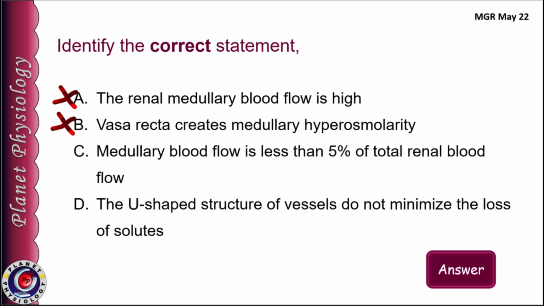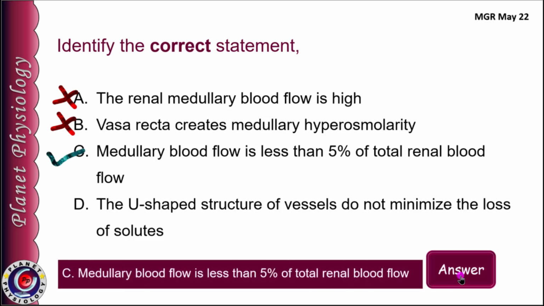Option C is that medullary blood flow is less than 5% of total renal blood flow. As per the values in Guyton, blood flow in the renal medulla accounts for only 1 to 2% of the total renal blood flow, and hence this is the correct statement.